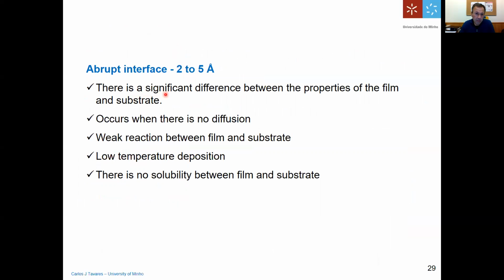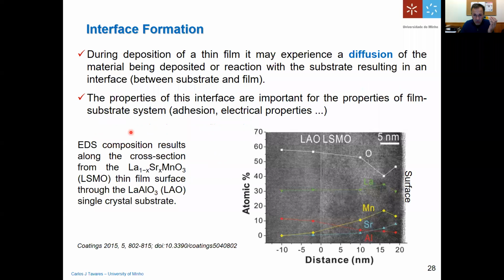And you'll have an abrupt interface if there is a significant difference between the properties of the thin film and substrate. If you look at the width of this interface, and if it's in this range, then you can call it abrupt. But if it's really bigger than this, then you have to take into account it's another layer between the substrate and your thin film. It can be an intermixing layer, can be an adjustment layer due to release of stress between both materials. But if you have really an abrupt interface, then this will occur when there is no diffusion. Of course, there is some diffusion.